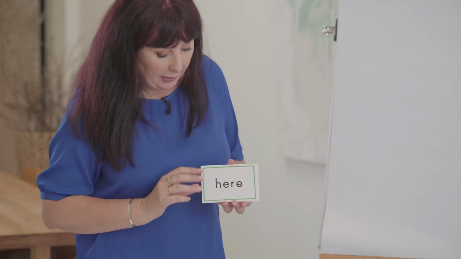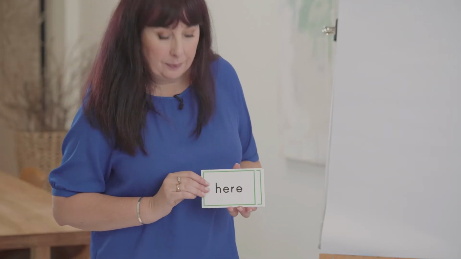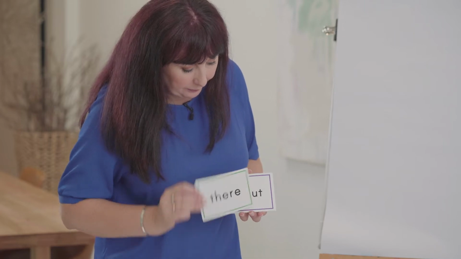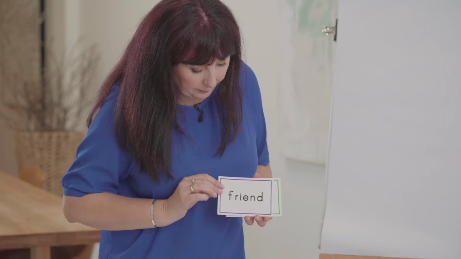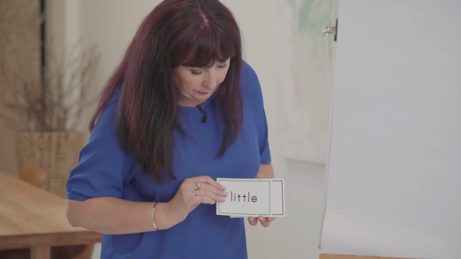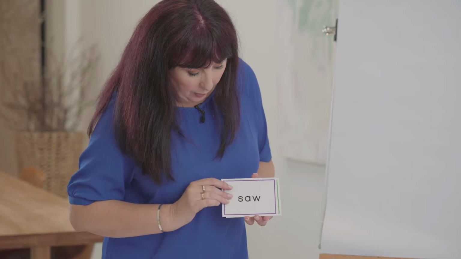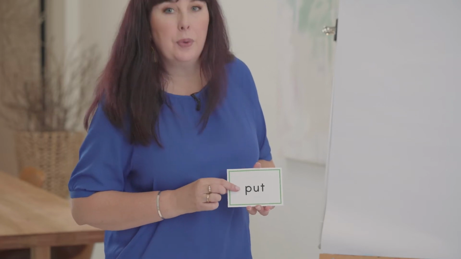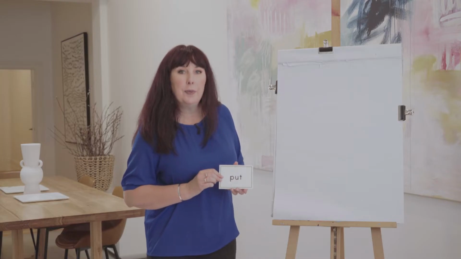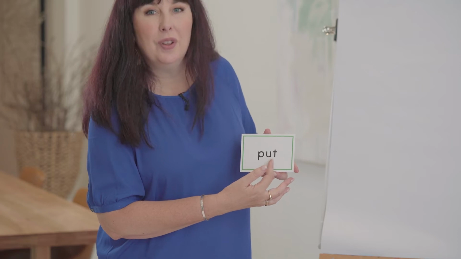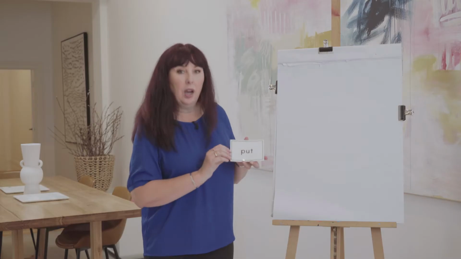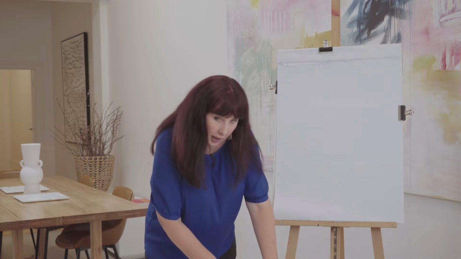Let's practice our irregular words. Here, there, about, friend, little, saw, and yesterday's word, put. Can you say that with me? Put. What's the tricky part in put that we have to learn by heart? Yeah, it's the U making the U sound, isn't it? Ut.